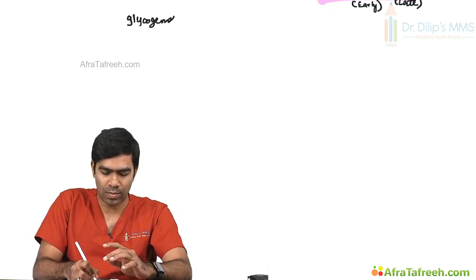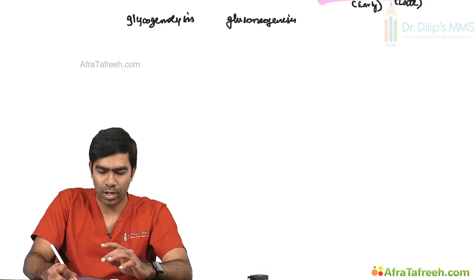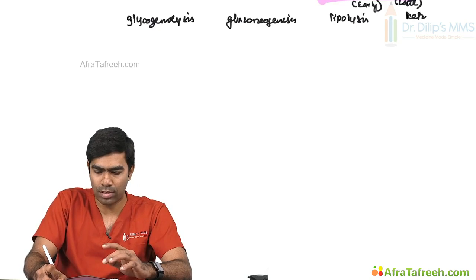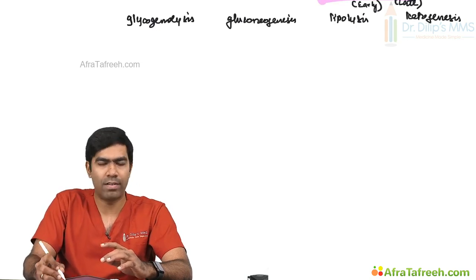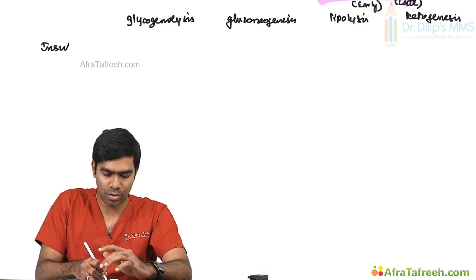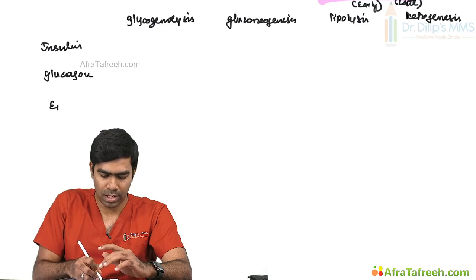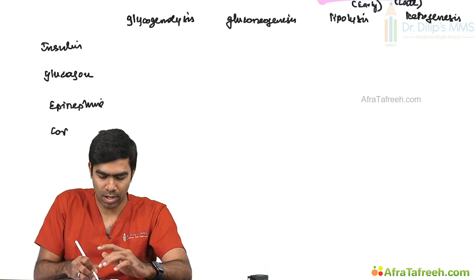So I'm going to start with glycogenolysis, gluconeogenesis, lipolysis, and we have ketogenesis. 4 processes that are happening. And there are 5 different hormones that have effect on this. One is the insulin, of course. Second one is the glucagon. And third one is the epinephrine. And fourth one is the cortisol. And fifth one is going to be the growth hormone.